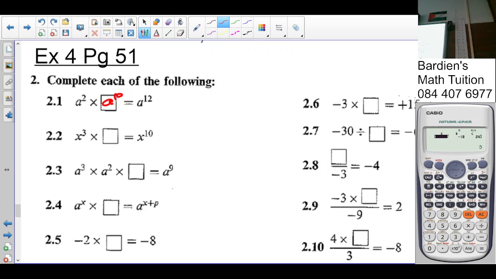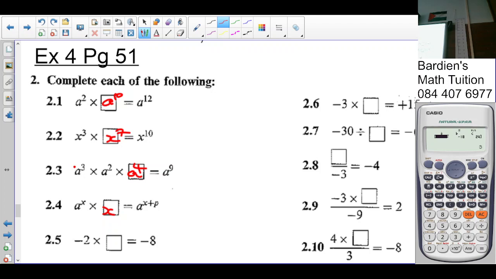2.2. x cubed multiplied by what is going to give you x to the 10? x to the power 7 is absolutely correct. And we can test it. We can say x cubed times x to the 7 will give you x to the 10. The next one? 4, 5, 6, and 9. Absolutely. The next one?